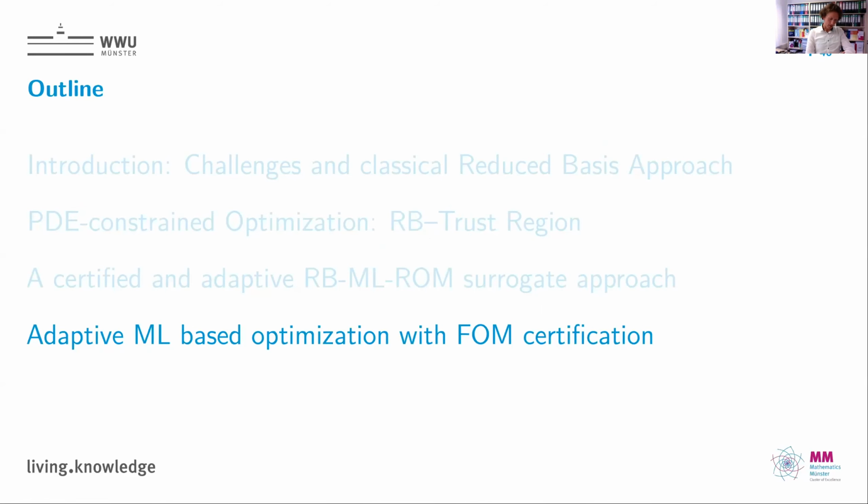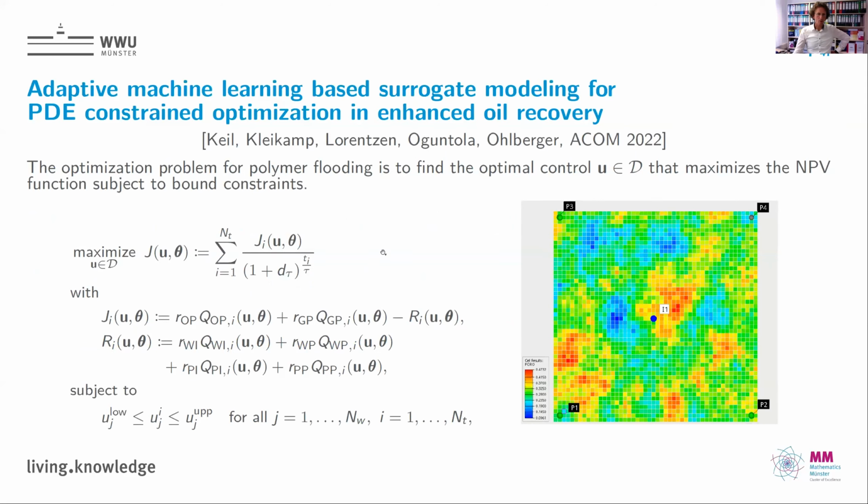Last but not least, and I think I have a few minutes left, I want to go towards the last application problem where actually the underlying PDE is so nasty that the reduced order models are really, really difficult to realize. So we come now to a purely machine learning driven speed up of PDE constraint optimization in the context of this enhanced oil recovery. And I remind you, what we want to maximize is our so-called net product value, which is the amount of US dollars that you get out of the exploitation of your oil field.